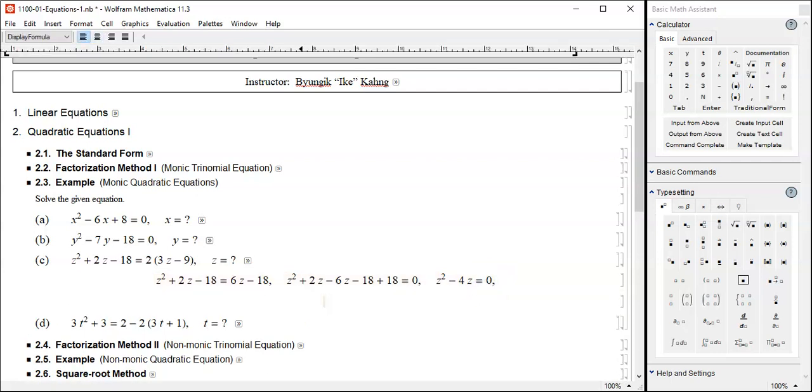In that case, there are a number of ways to handle it. One way is to look at the GCF, greatest common factor. This one is z squared and z. z is common, so take it out. That's what we're getting. So what do we have?